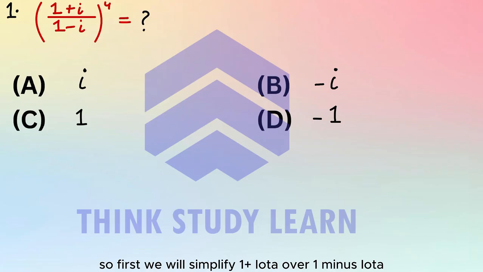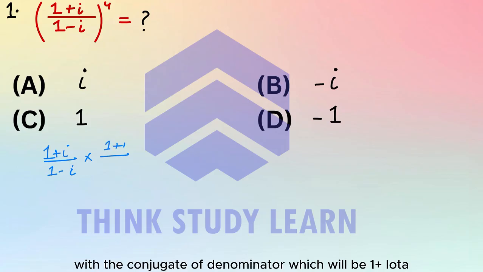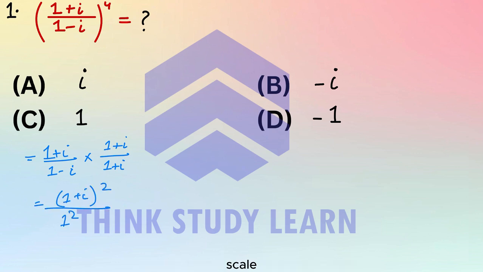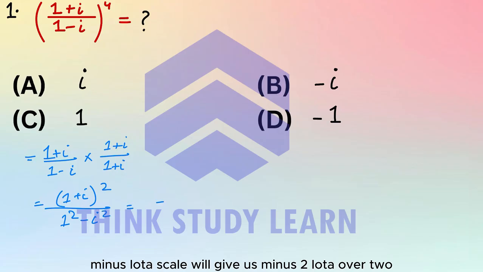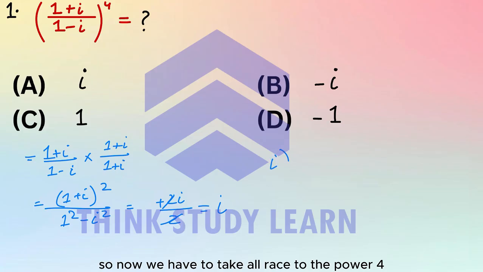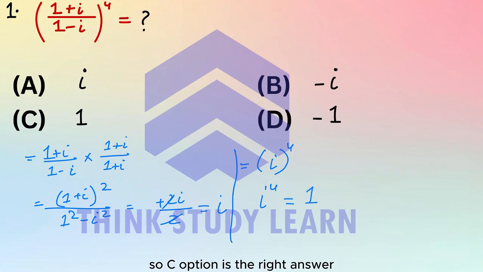So first we will simplify 1 plus iota over 1 minus iota. We will multiply with the conjugate of the denominator, which will be 1 plus iota. So simplifying (1 plus iota) whole square over 1 square minus iota square will give us positive 2 iota over 2, which will give us iota. So now we have to take the whole raised to the power 4. We know that iota raised to the power 4 is equal to 1. So C option is the right answer.